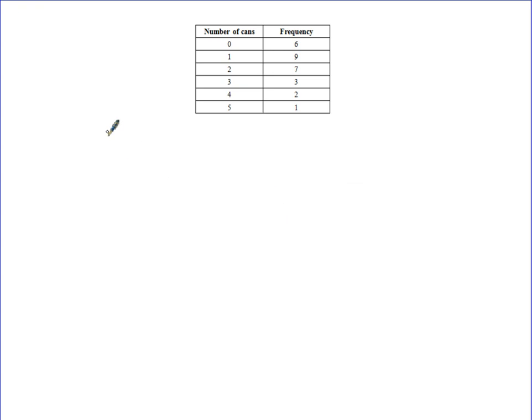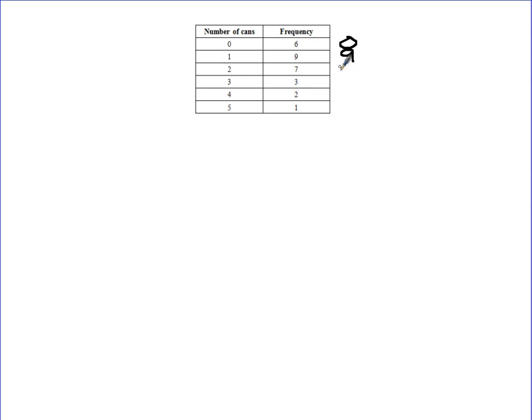Right, question 1. Martha asked students how many cans of drink they drank each yesterday. So 6 students here drank no cans at all, so that's 0 cans there. We've then got 9 times 1: 9 students drank 1 can each, which is 9 cans in total.